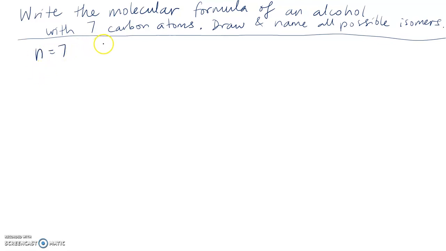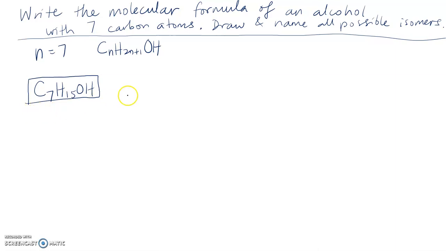So let's take the general formula. That's CnH2n+1 OH. This is the general formula for alcohols. So C7 H, 2 times 7 is 14 plus 1, that's 15, and OH. Okay, so this is the molecular formula of an alcohol with 7 carbon atoms. Now we're going to draw all possible isomers.